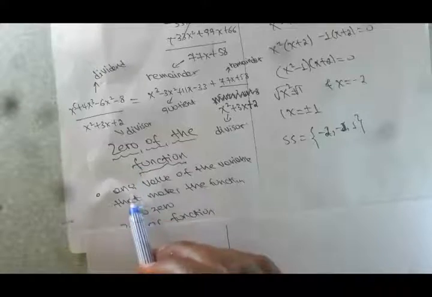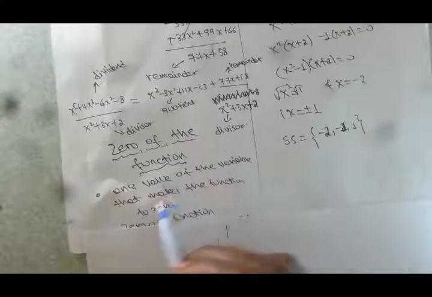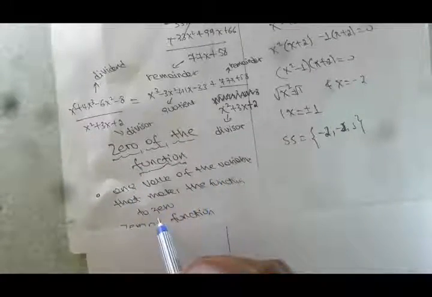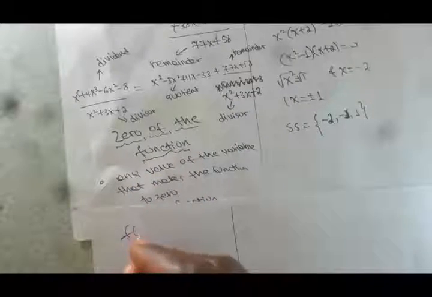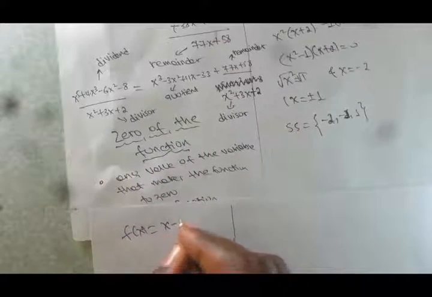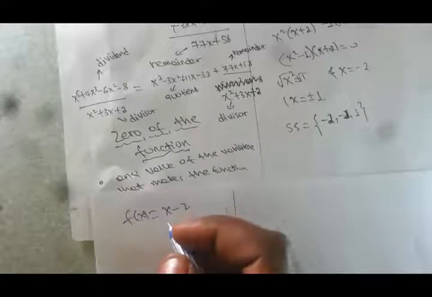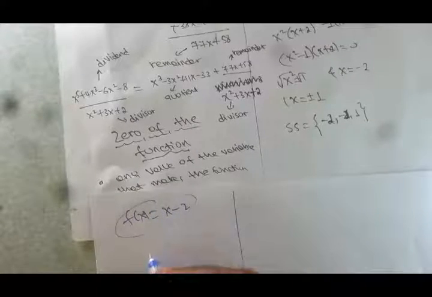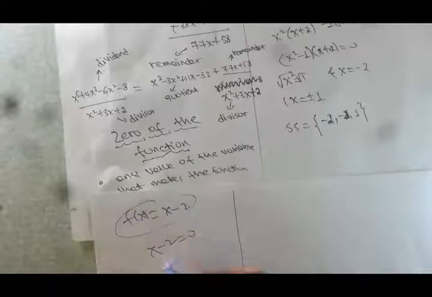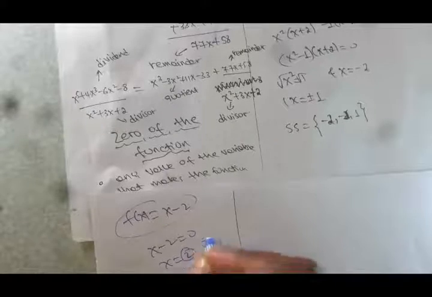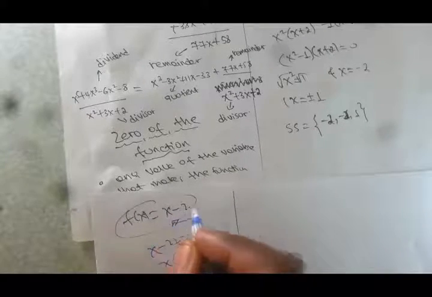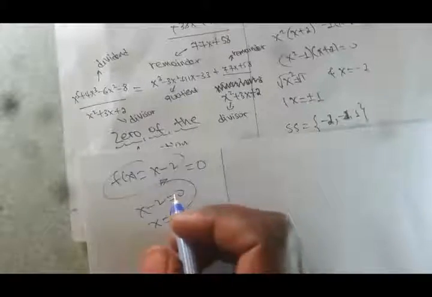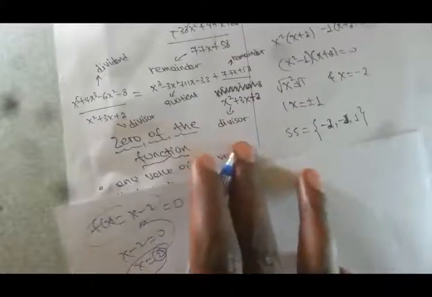The zero of a function is any value of a variable that makes a given function zero. For example, let's say f of x is equal to x minus 2. What is the number that will make this function 0? Let's say x minus 2 is equal to 0, so x is equal to 2. When you insert 2 in terms of x, this function becomes 0. Therefore x equals 2 is what? The zero of a function.